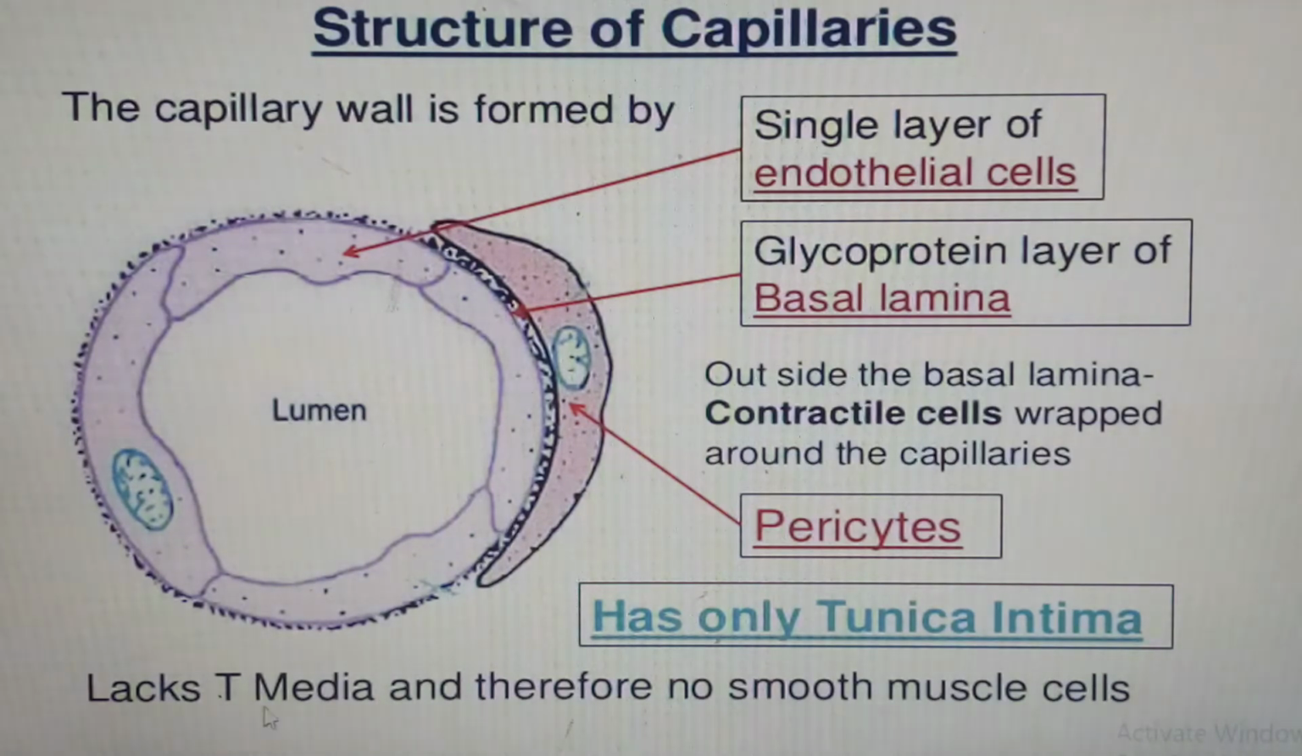So as I indicated, capillaries will lack tunica media, and therefore they don't have any smooth muscle. If you are lacking tunica media, then no smooth muscle. They have only tunica intima, and even with the tunica intima, it's only a single layer of what we call endothelium sitting on a basal lamina. So that's what we are going to see.